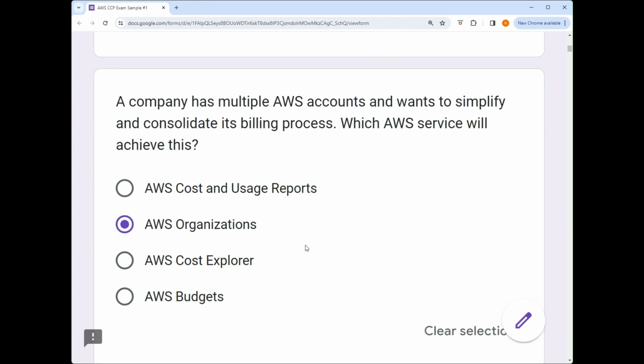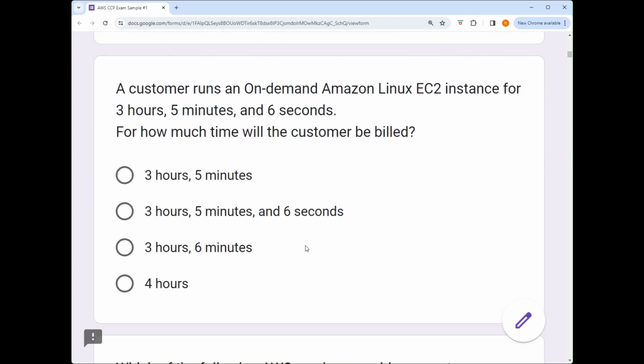A customer runs an on-demand Amazon Linux EC2 instance for 3 hours, 5 minutes, and 6 seconds. For how much time will the customer be billed? 3 hours, 5 minutes. 3 hours, 5 minutes, and 6 seconds. 3 hours, 6 minutes. 4 hours. Correct answer: 3 hours, 5 minutes, and 6 seconds.